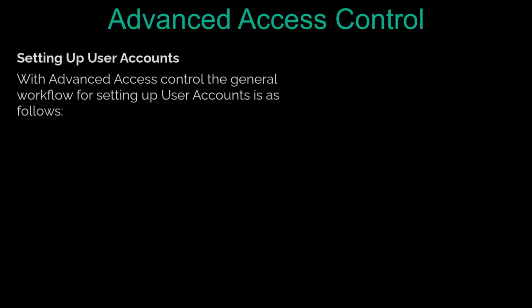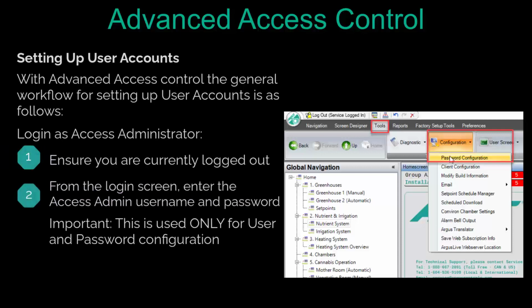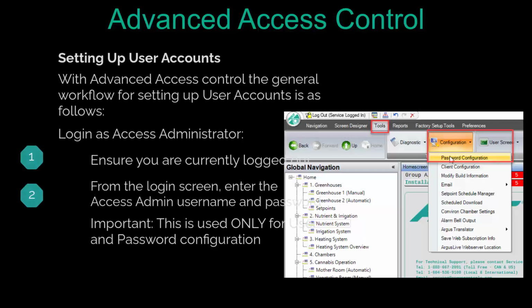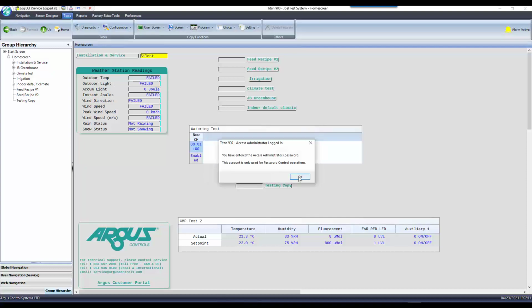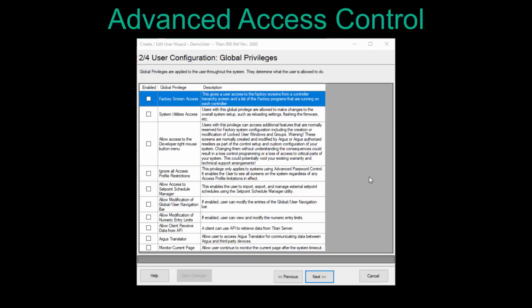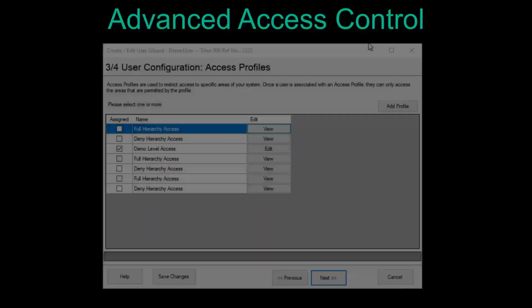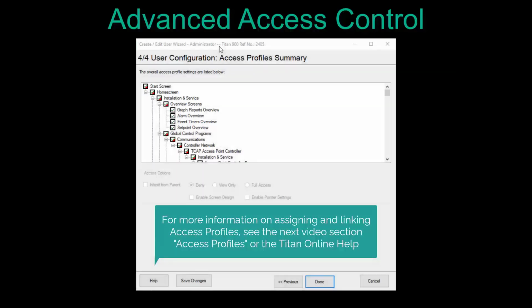Setting up user accounts. With Advanced Access Control, the general workflow for setting up user accounts is as follows. To set up a new user, you must first be logged in as the access administrator. Create a user account and assign a password. Assign global privileges to the user. Create access profiles. Link users to access profiles. Click Done to finish.